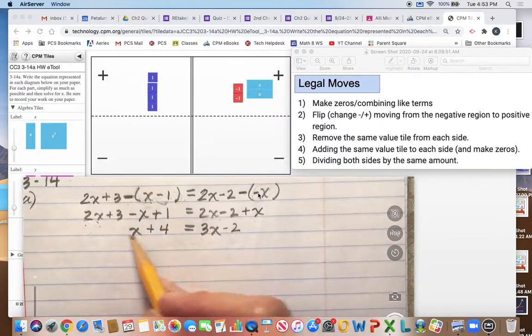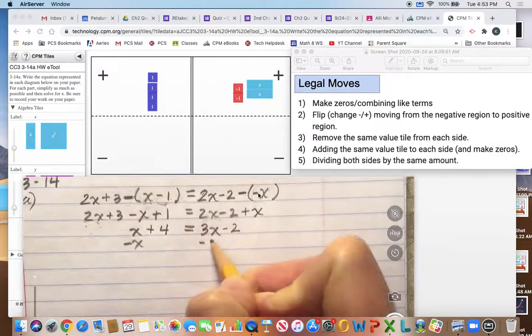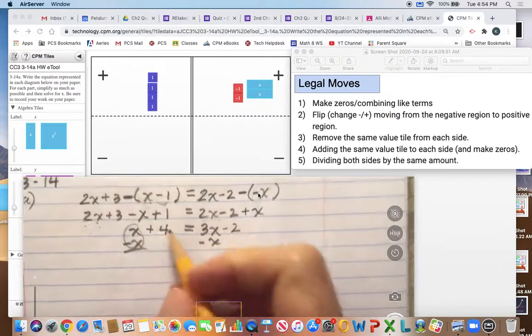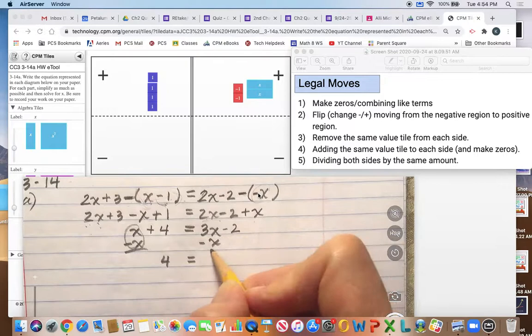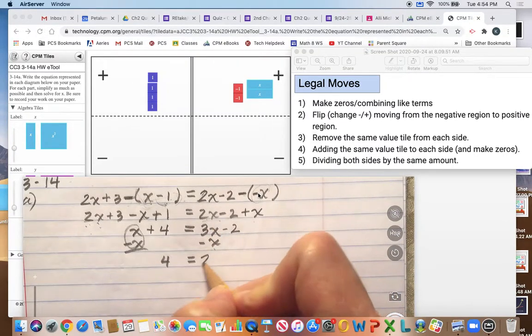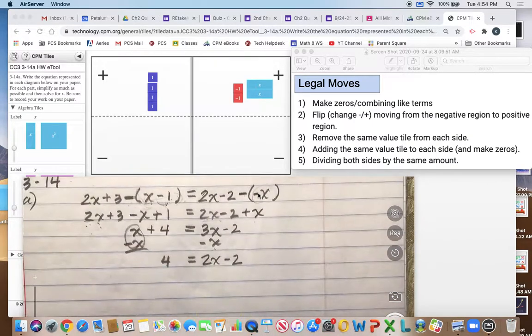Okay, so we have one less positive x. We've subtracted an x from each side. So now we have no x's over here. We only have a 4. And then over here, we've subtracted 1x from the 3 x's we have. So we have 2 x's left, and we still have these 2 negative tiles. Okay, that's great. So now what can we do? We'll look at our next legal moves.